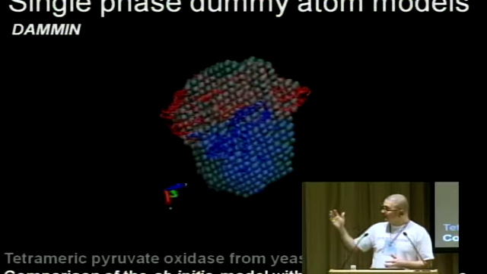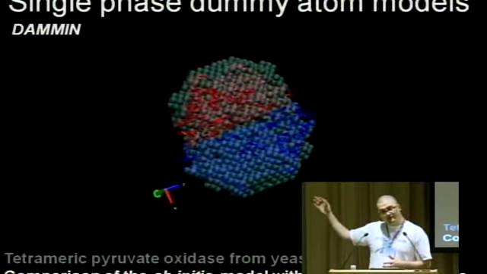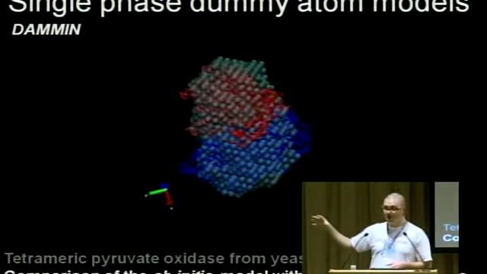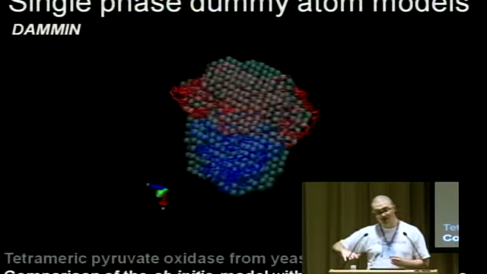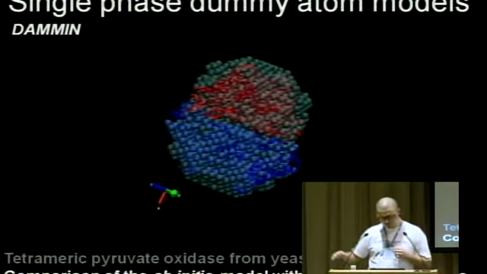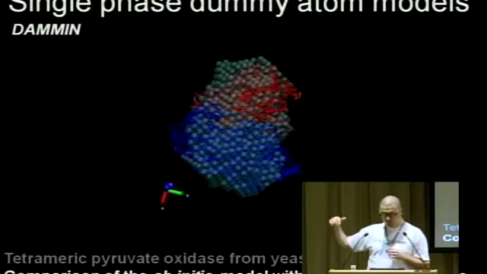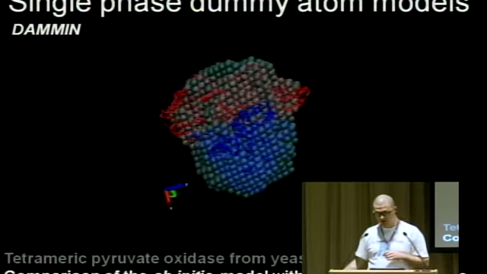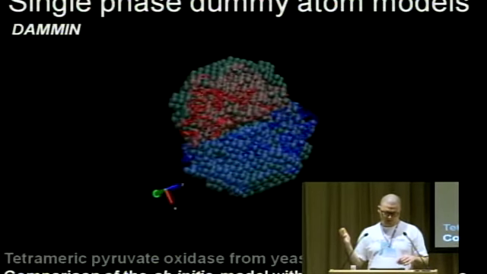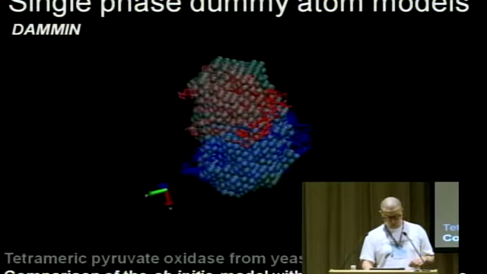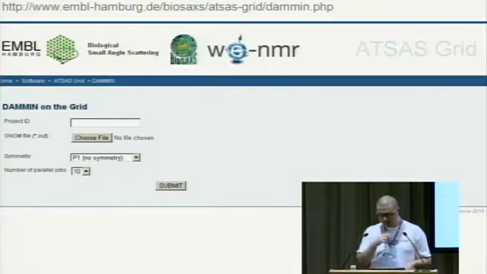So again, the model that comes in gray beads is computed from the small angle scattering data only, and the blue-green model comes from the X-ray crystallography data. It is possible to use Damin as some other programs on the grid.